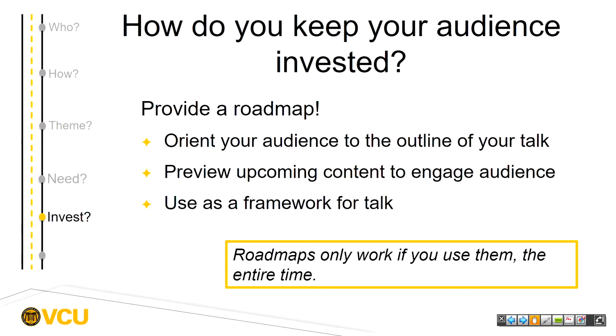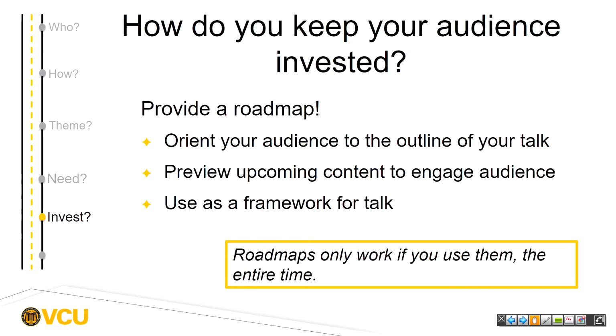Okay? Roadmaps will only work, though, if you use them the entire time. I've seen lots of talks, and given a few, where you introduce this really long outline at the beginning, and then you put it up at the end. And in between, a whole bunch of stuff happens. And as an audience member, I find that confusing, because I'm like, how do I know where I am in the talk? Is this person on track, or are we going to be here for the next 6 years? I don't know, okay?